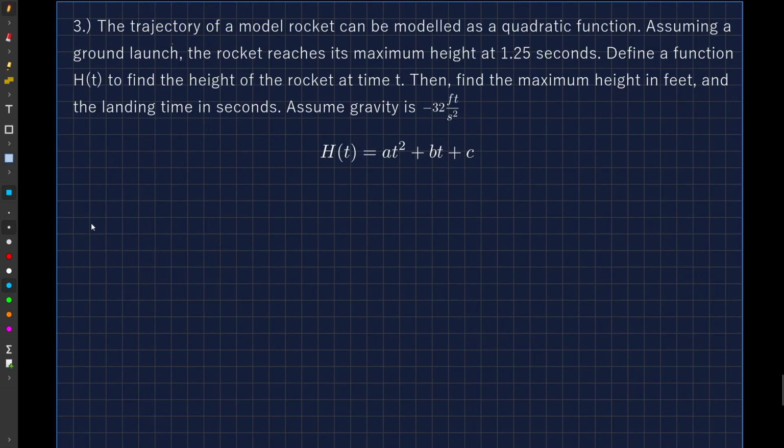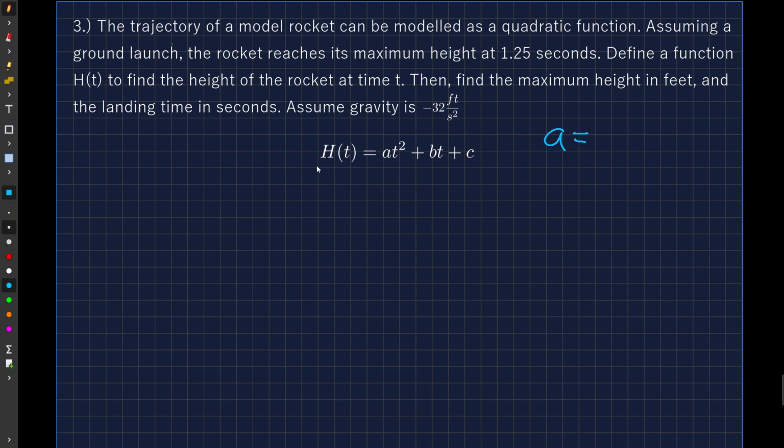The third problem says, the trajectory of a modeled rocket can be modeled as a quadratic function. Assuming a ground launch, the rocket reaches its maximum height at 1.25 seconds. Define a function h of t to find the height of the rocket at time t. Then, find the maximum height in feet and the landing time in seconds. Assume gravity is negative 32 feet per second squared, or the acceleration of gravity, rather. So, where do we start? First, let's start out by listing our knowns.